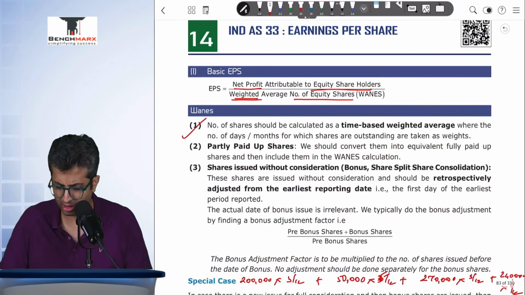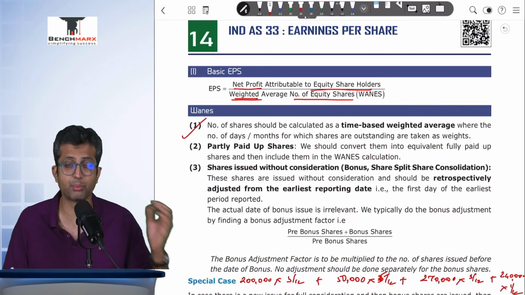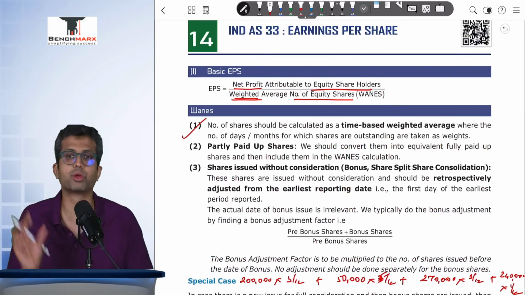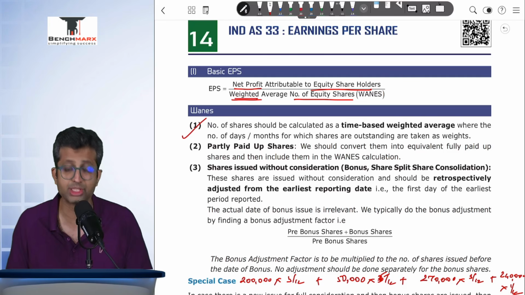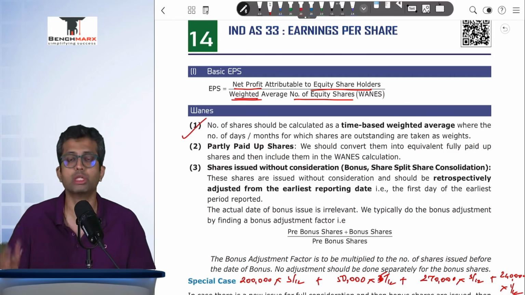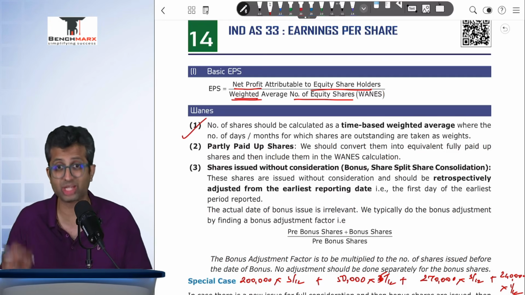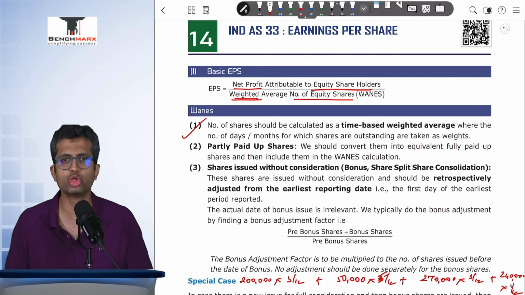So when I look at WANES, we say that the number of shares and the period for which these shares are outstanding will be taken as weights. Second, what if there are partly paid up shares? Well, if there are partly paid up shares, you will convert them into equivalent fully paid up shares, and you will then take that into your EPS calculation.